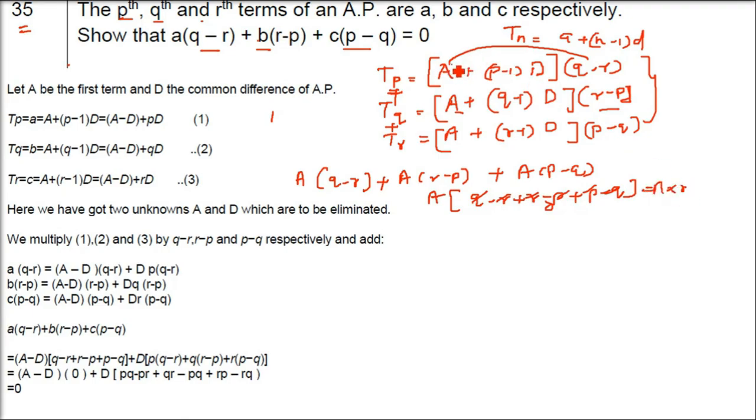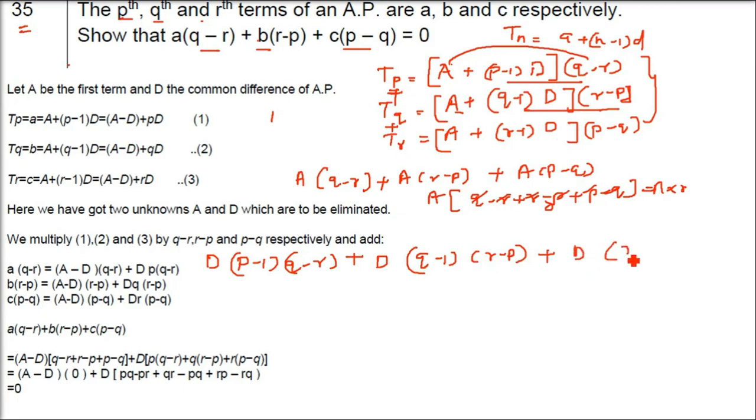And then only A into 0 will come. So the first term you understood. And what about the other term? If you actually multiply, A will be multiplied by Q minus R, and P minus 1 into D will be multiplied by Q minus R. A into Q minus R and the other terms added we have already done. Now it will only deal with this D. So D into P minus R, P minus 1 into Q minus R plus D, Q minus 1 into R minus P plus D into R minus 1 into P minus Q.